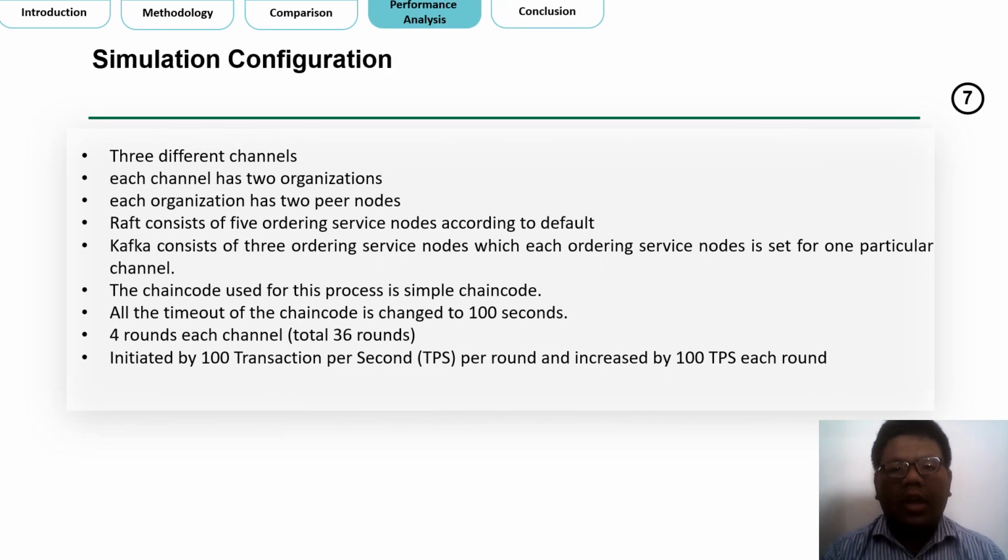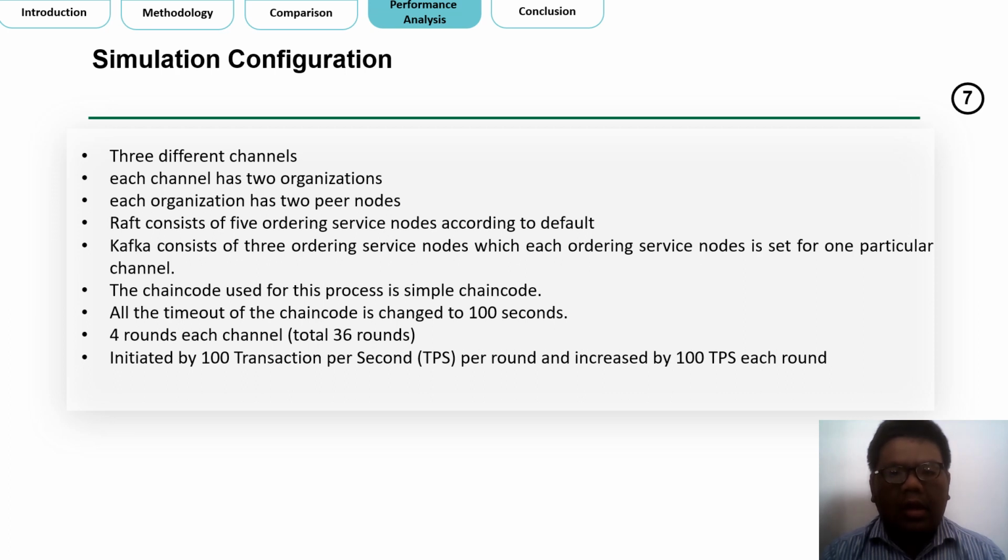For simulation configuration, Kafka and Raft ordering service nodes implementation will be tested to see which performance is better. The blockchain network consists of three different channels. Each channel has two organizations, and each organization has two peer nodes. What distinguishes Kafka from the configuration made of the Raft is that Raft consists of 5 ordering service nodes by default, while Kafka consists of 3 ordering service nodes, which are set for one particular channel. The chain code used for this process is simple chain code.